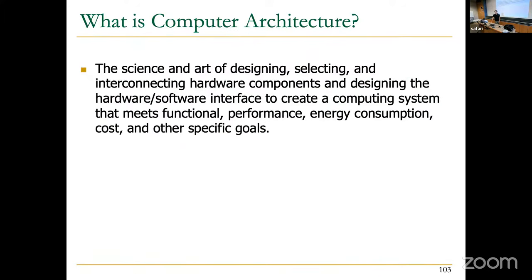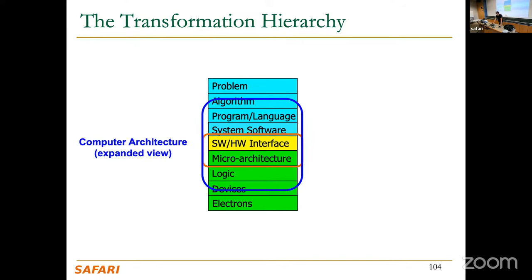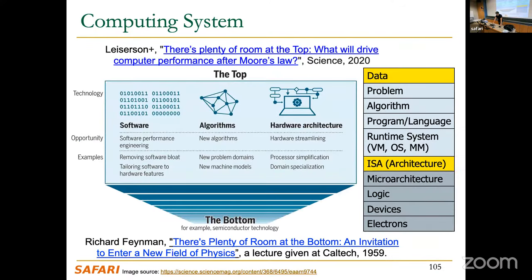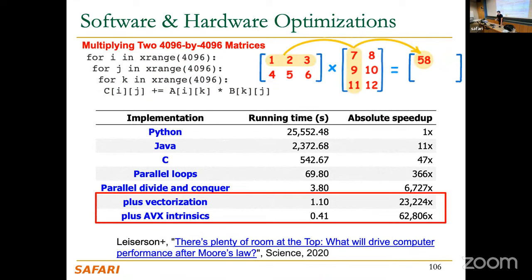So again, computer architecture is the science and art of designing, selecting, and interconnecting hardware components and designing the hardware and software interface to create a computing system that meets functional, performance, energy consumption, cost, and other specific goals. So it's all about designing computing systems that are efficient on the specific goals that we target. And that, as you know, requires us to extend this narrow view of computer architecture to something larger, this expanded view that goes from the very top of the transformation hierarchy to the bottom of it. We already talked about this. It's important to optimize both the top and the bottom, and you for sure remember this example of the effect of doing the appropriate software optimization.